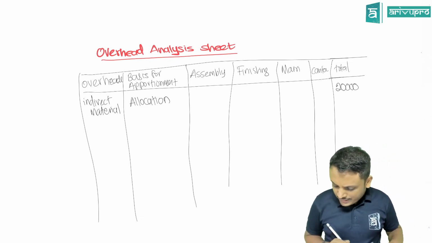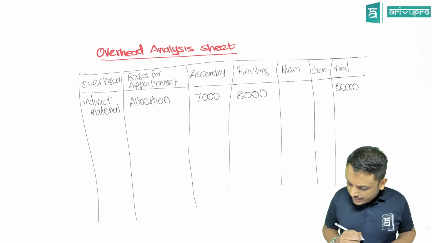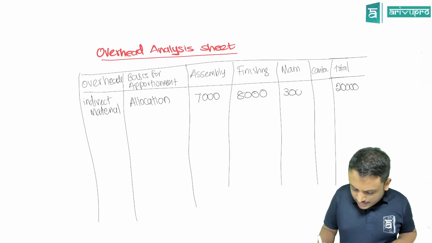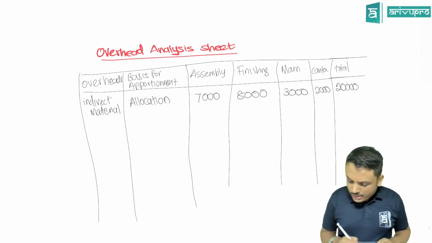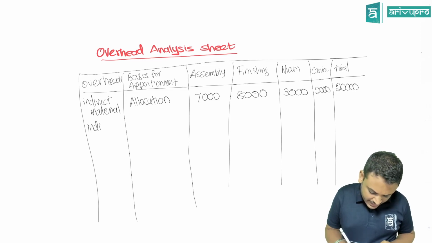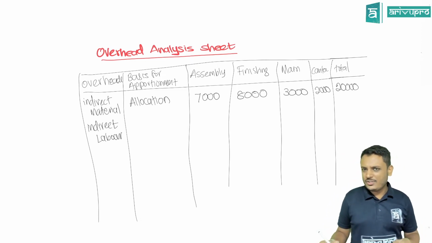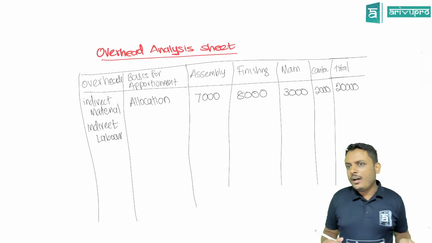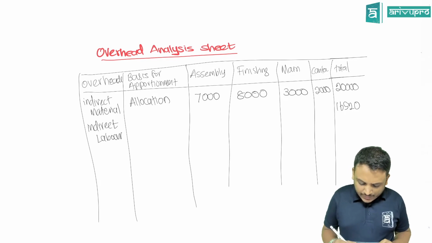So assembly how much? 7,000 given in the question. Finishing how much? 8,000 given in the question. Maintenance how much? 3,000. Canteen how much? 2,000. So total 20,000. Understood? Now let's move to indirect labor. I'll first take the allocated one. Otherwise you can do other things and later come to this one. The order you can change, no worries. Indirect labor total how much? 16,520. Allocation, no apportionment.